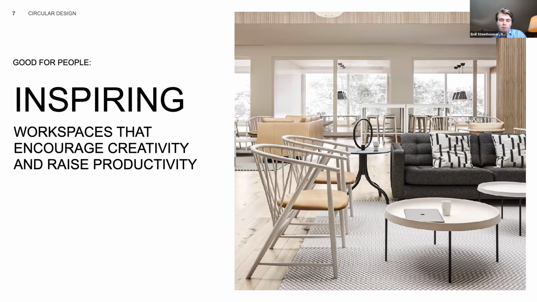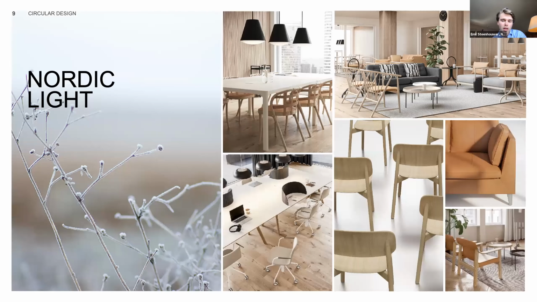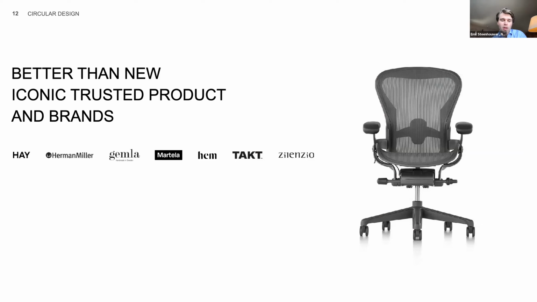So we took the start and created 3 basic looks, which are Nordic Light, Nordic Dark, and Nordic Black and White. Then we also tracked down the best furniture brands in the world and defined their iconic products. We're super happy that we are working together with Hay, Herman Miller, Gemla, Martela, Hem, Takt, Silencio, and that they also want to work with us. But we're also trying to buy everything used, both from our existing customers and other places out there. So we are also delivering products and furniture that are better than new.